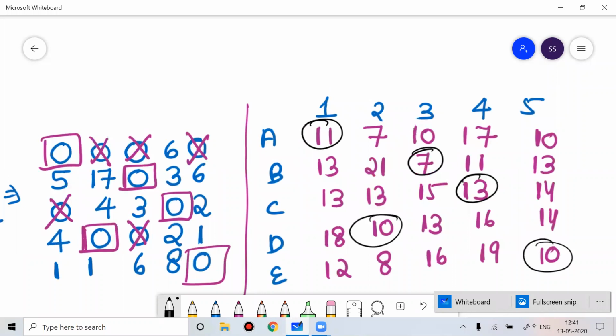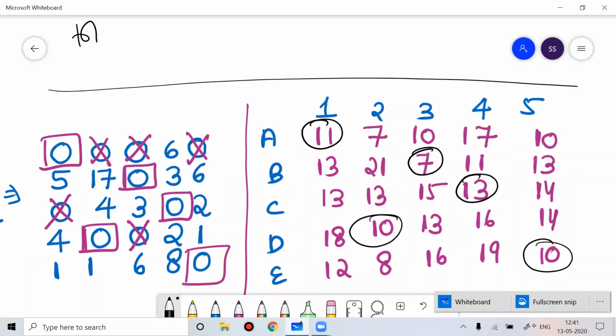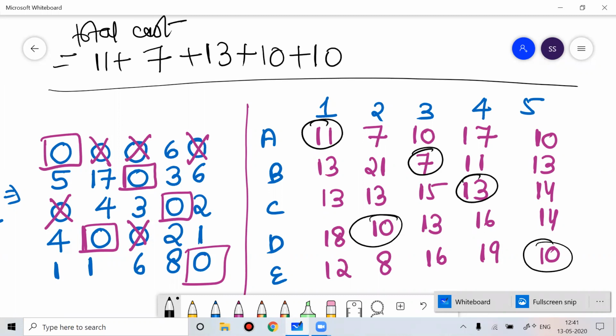And if you want to determine your total cost, the total cost is 11 plus 7 plus 13 plus 10 plus 10. So 20, 30, 40, 51. Total cost is 51.